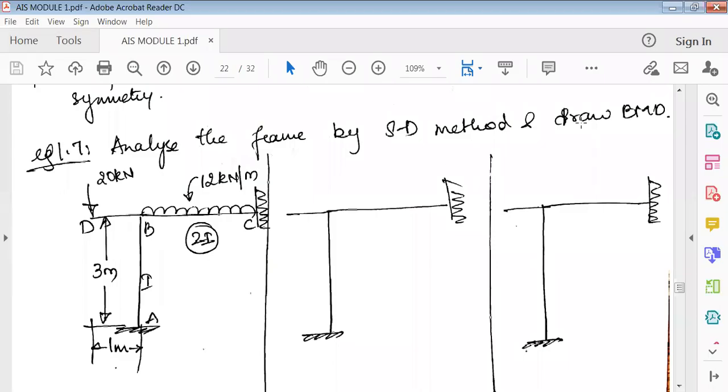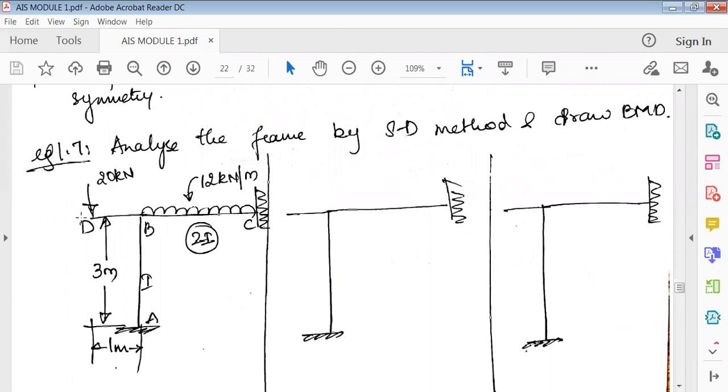Hello everyone. So the next type of problem in frame is, again, we are still dealing with the non-sway frame. Again, by seeing the frame you can analyze whether it is a sway or non-sway. So in the given question, analyze the frame by slope deflection method and draw the bending moment diagram.